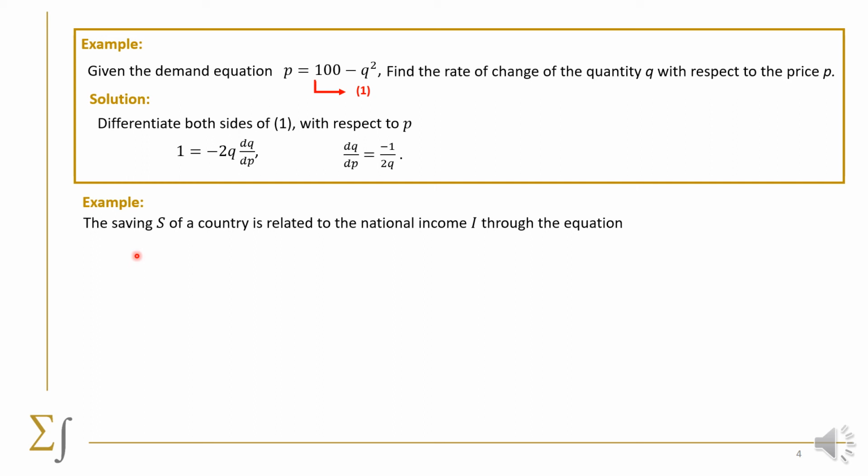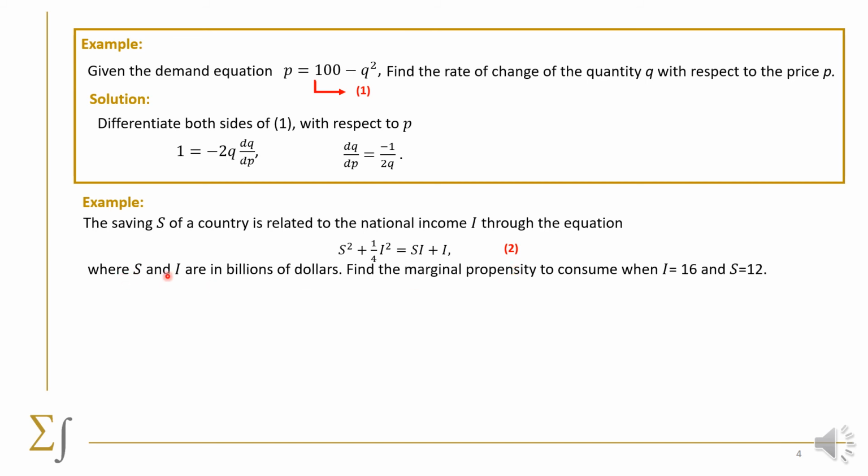The savings of a country S. The savings S of a country is related to the national income I through the equation S squared plus 1 over 4 I squared is equal to SI plus I. And we call this equation 2. S and I are in billions of dollars, and we're asked to find the marginal propensity to consume.